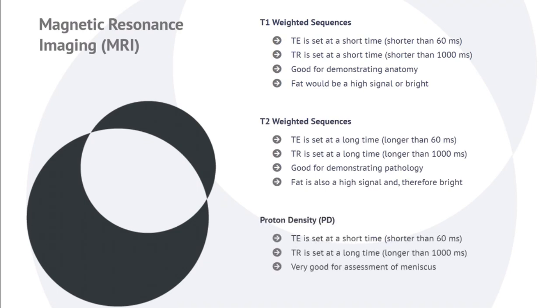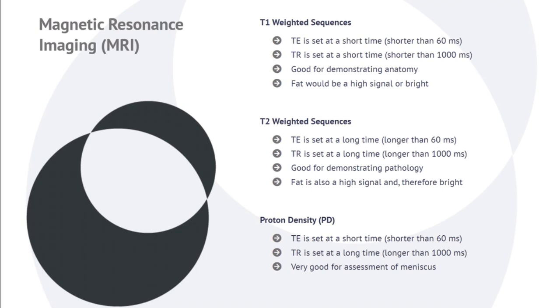T2 weighted sequences. TE is set at a long time, longer than 60 milliseconds. TR is set at a long time, longer than 1000 milliseconds. Good for demonstrating pathology. Fat is also a high signal and, therefore, bright.